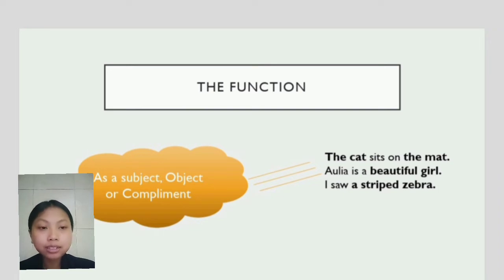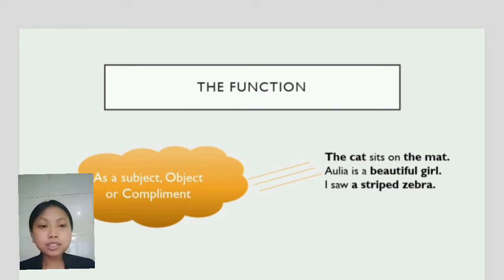Okay, for the second material here is about the function of a noun phrase, which has three functions. The first one is as a subject, as an object, and as a complement. Here is the example of a noun phrase as a subject: The cat sits on the mat. And then the second one as an object: Aulia is a beautiful girl. And then the last one is complement: I saw a street zebra.